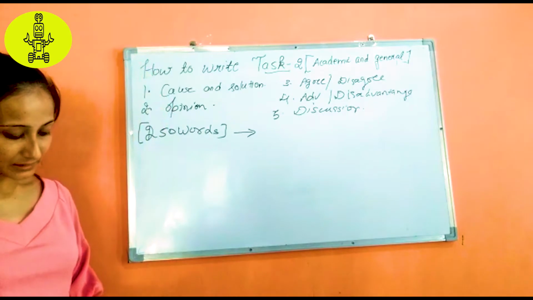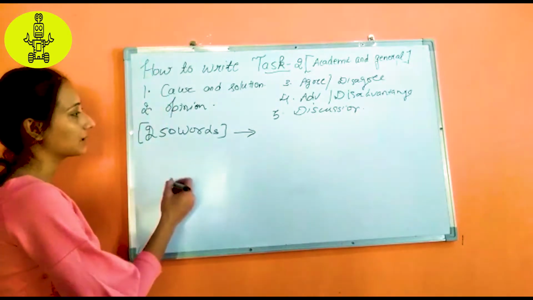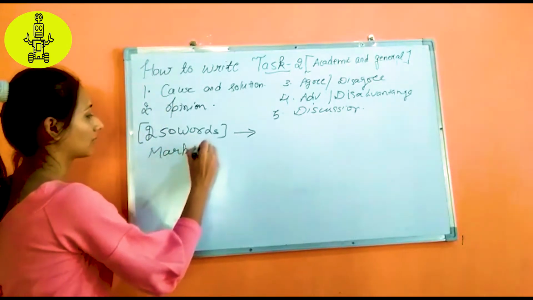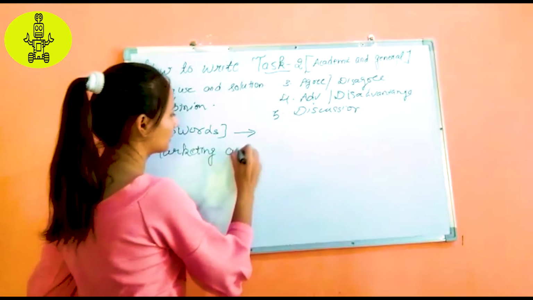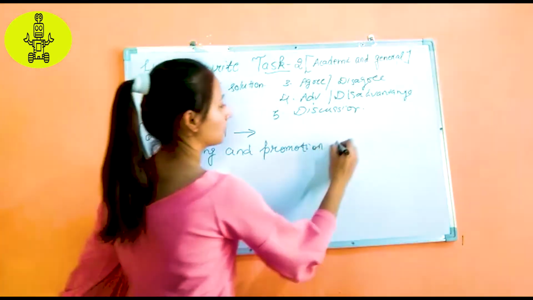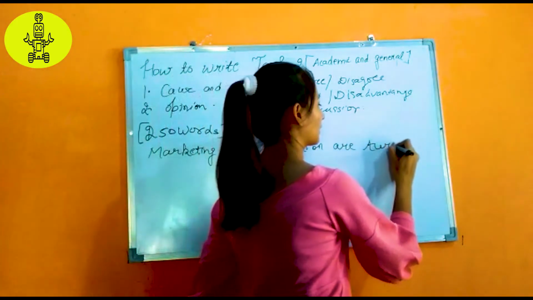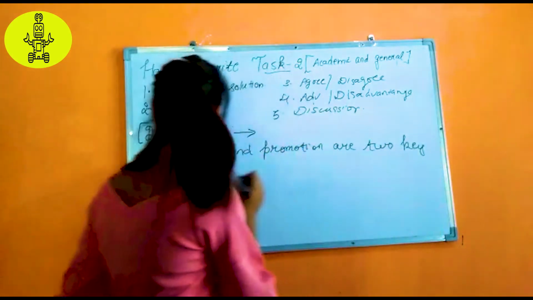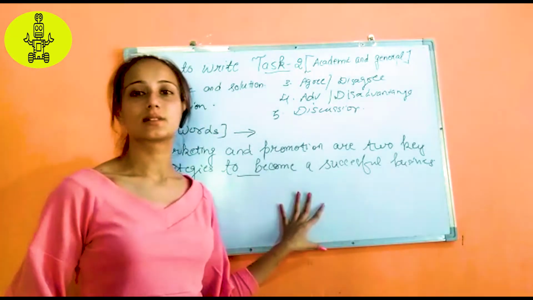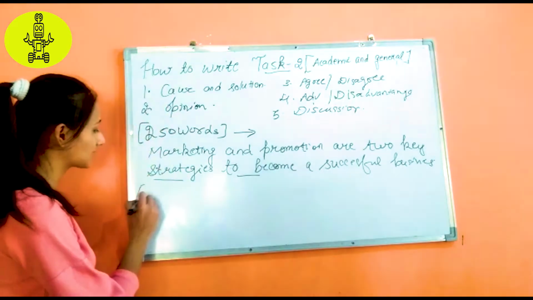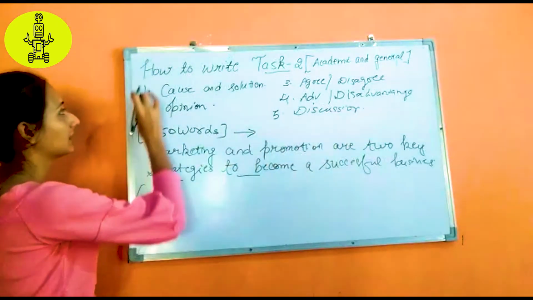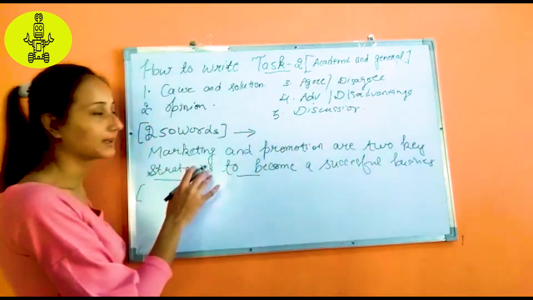For example, you have one heading. The heading of the essay is: marketing and promotion are 2 key strategies. Opinion, and cause and solution. So here the most important part is written here. They will provide you a heading and then they will provide you any of these 5 different types. Any 5 of them they can provide you.